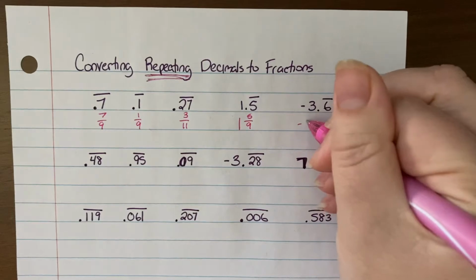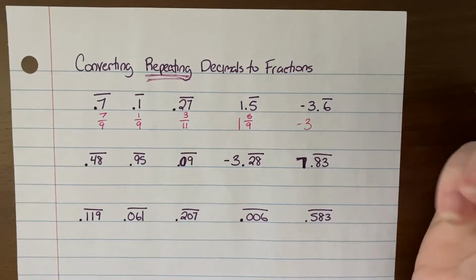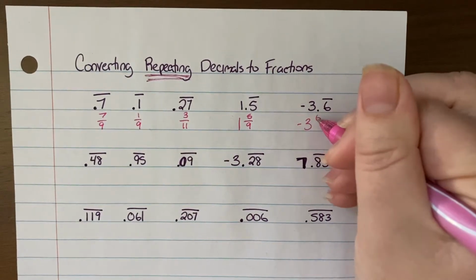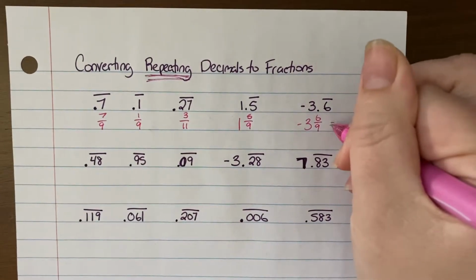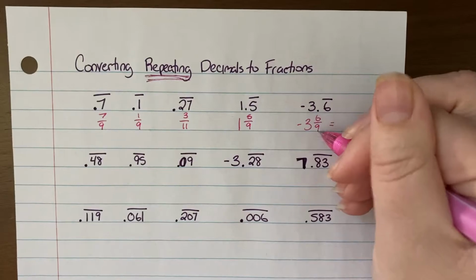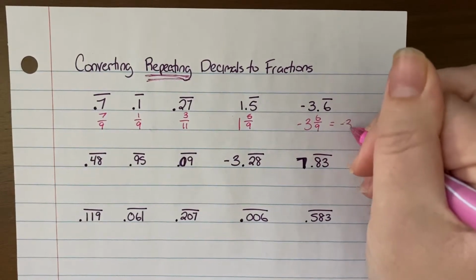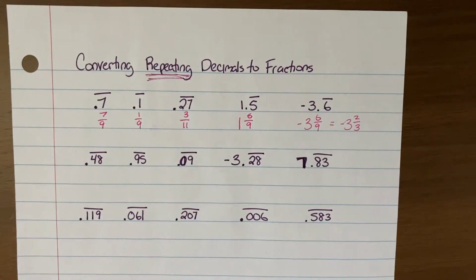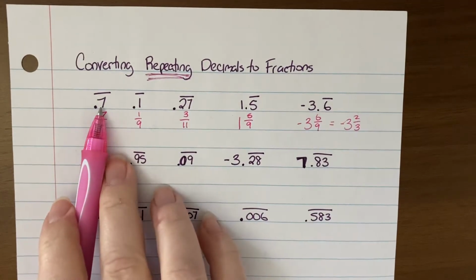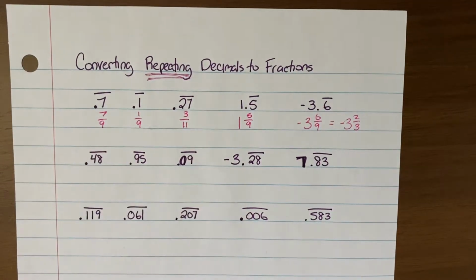Over here, I have a -3 whole number. 0.6 repeating would mean it'll be 6 over 9. And remember, if you can reduce, you should reduce. 6 over 9 reduces to 2/3. So this would be -3 and 2/3. Okay, so the first simple rule is simply that if it's just one digit repeating, it's that number over 9.